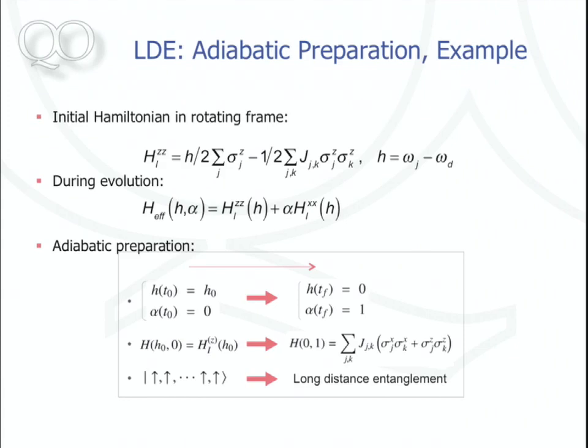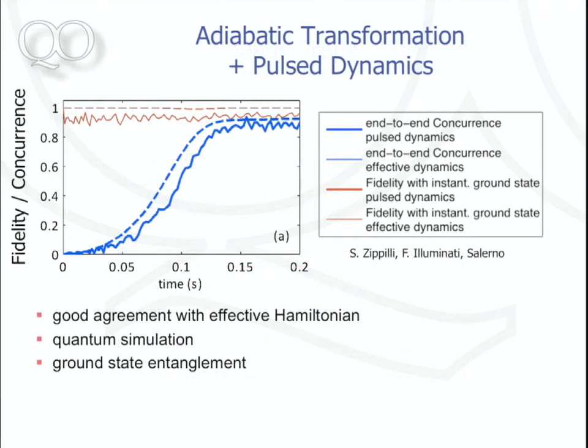And if you do it adiabatically, we end up in the ground state, and then we should immediately have this long distance entanglement. And then we would measure the correlations between the end spins. Okay, so this is the theory part, and now I'm going to show you some simulations using exactly the parameters of the trap I showed you. So it should be reasonably close to the real thing.